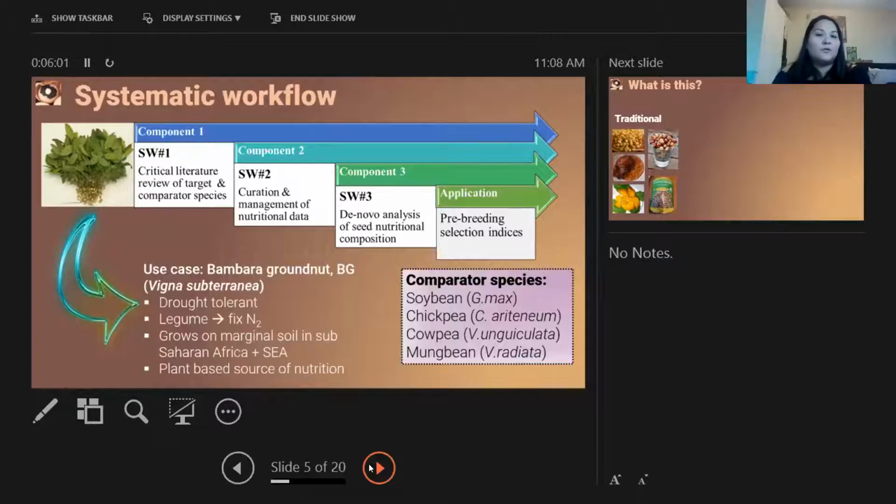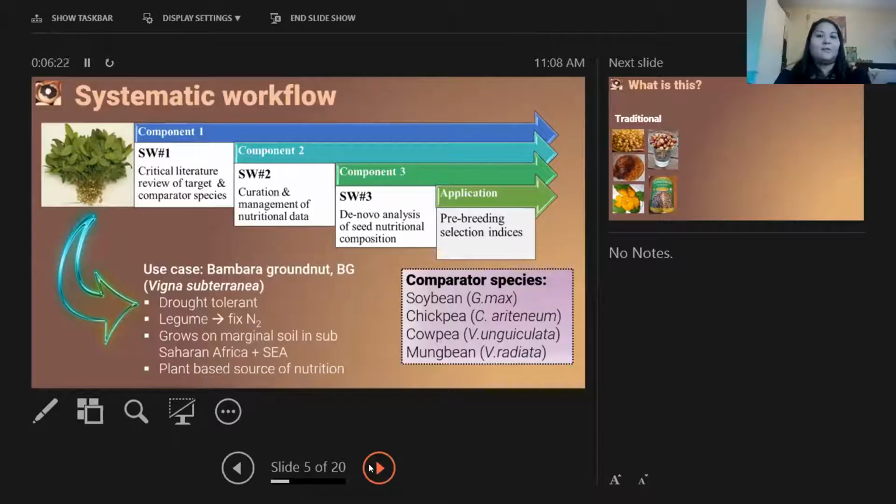So this crop is actually perfect to be used because it's a drought-tolerant legume. It grows on marginal soil with very little need for fertilizer or water. And it's a very important plant-based source of protein, minerals, as well as dietary fiber and fat for many rural poor that cultivate the crop.